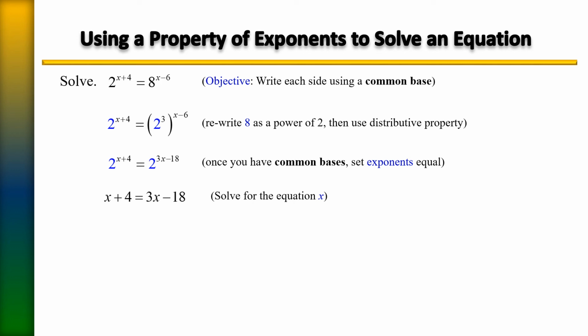So to do that, I'm going to subtract 3x from each side, and I'm also going to subtract 4 from each side. Once I do that and combine like terms, that's going to leave me with -2x equals -22.